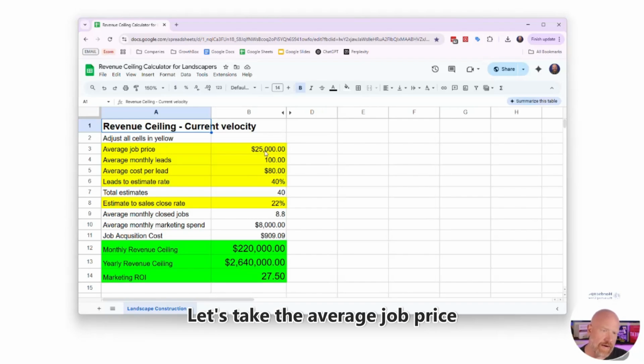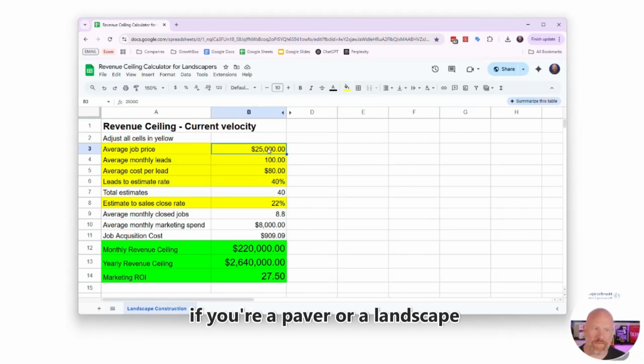Let's take the average job price. If you're a paver or landscape construction company, maybe your job price is lower. If you're just doing pavers, maybe 10 to 15. If your average job price is higher because you're doing outdoor kitchens and things like that on top of retaining walls and driveways and all that kind of stuff, it just depends upon what you're niching on. You might have a higher or lower, but let's take this just as an example, 25,000 average job price.